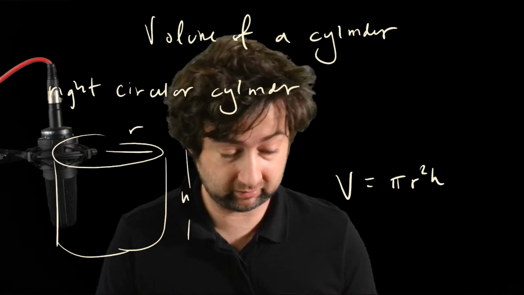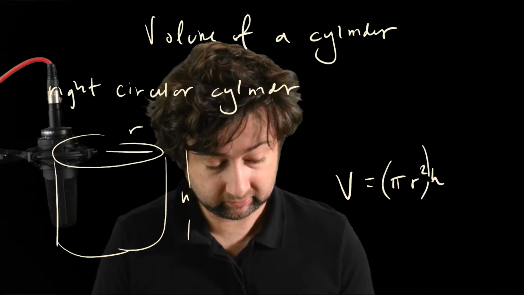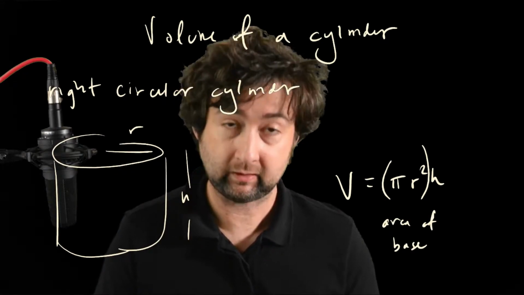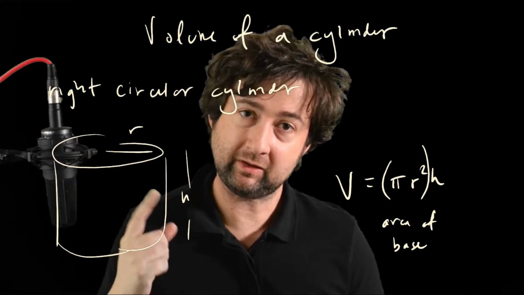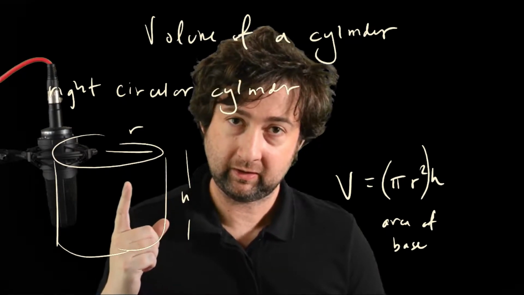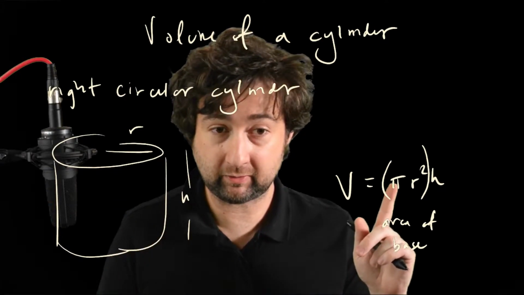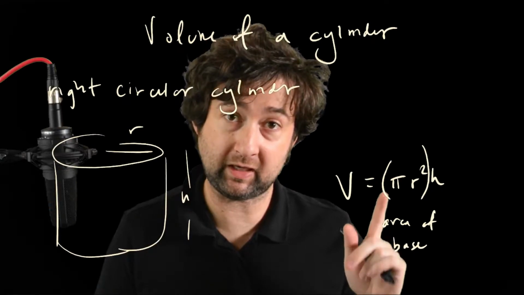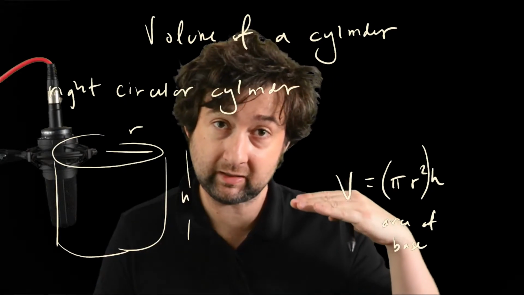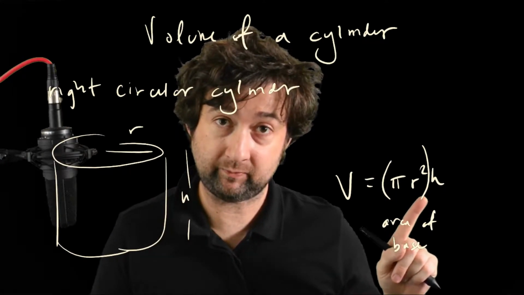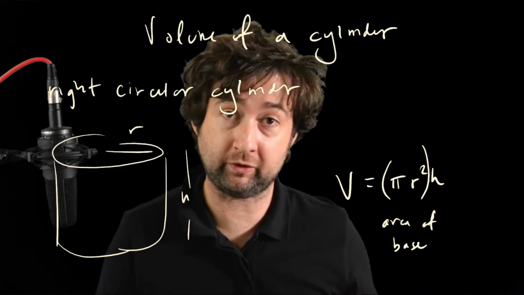Because really what we've done here is this part, this is the area of the base. If you look over here, you can see that the circles that form the bottom and the top have the standard area formula, which is just pi r squared. So the pi r squared in the formula here is just the area of the base of the cylinder. And as long as it maintains that cross-section as we go up and down, then we just multiply by the height to get the volume. And that gives us a formula for the general volume of a cylinder.